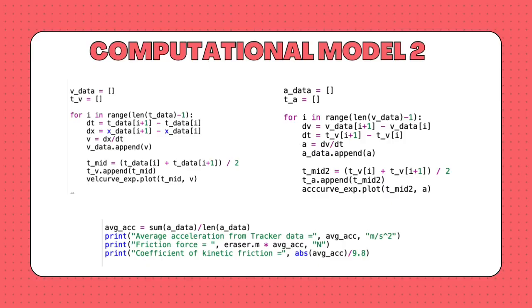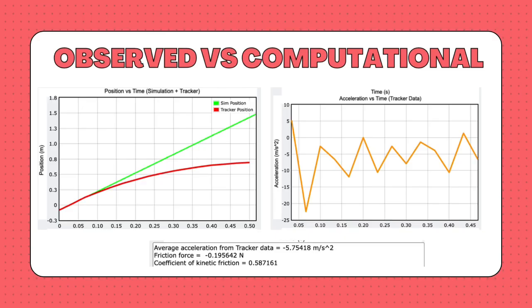And then I found the friction force by multiplying the average acceleration found previously by the mass of the eraser. And the coefficient of kinetic friction was derived by dividing the acceleration, which we got previously, by g, which was 9.8. And this gave us the coefficient of kinetic friction.